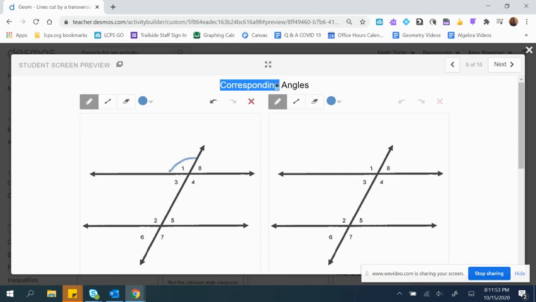So for instance, when I look at angle 1, if I think about this intersection where I have 1, 3, 4, and 8, if I think about this as the intersection on a map, angle 1 is in the northwest corner of the intersection. The corresponding angle to that is at my other intersection, also in the northwest corner. So that's going to be angle 2. So angle 1 and angle 2 are corresponding because they're both in the northwest corner. They're both in the top left corner of those respective intersections.